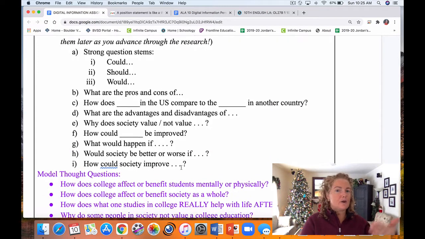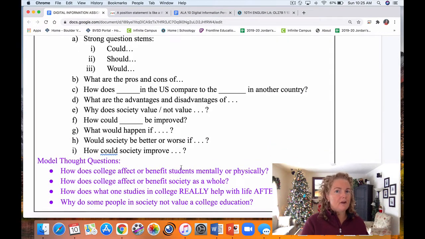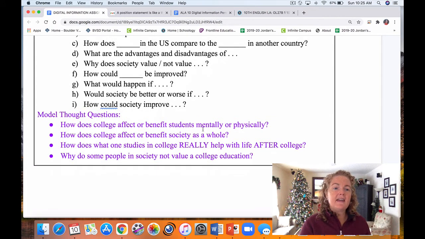You're just going to ask yourself questions. Maybe have a conversation with a friend or a parent or a sibling. And then if you look here, I just have some model thought questions for that SAT essay, like how does college affect or benefit students mentally or physically? How does college affect or benefit society as a whole?